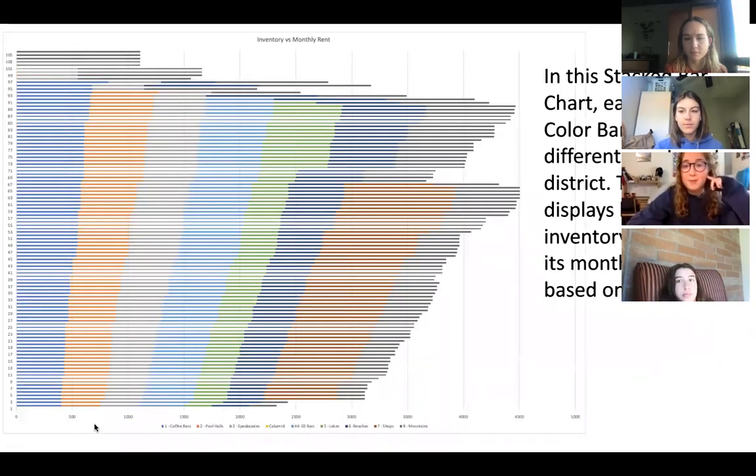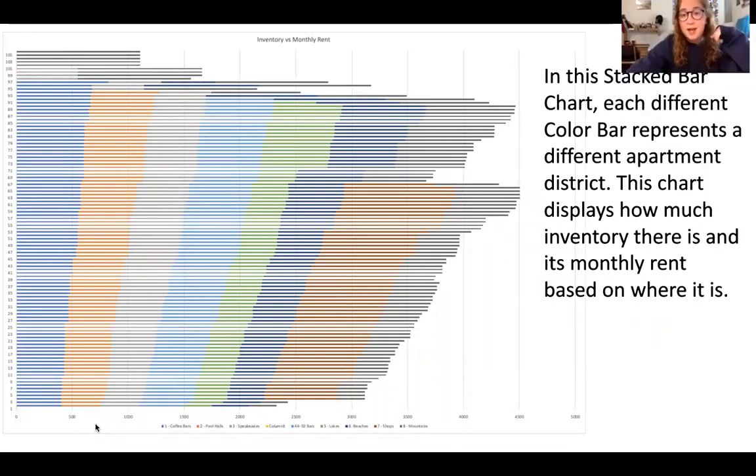This is another stacked bar chart. Each different color bar represents a different apartment district. This chart displays how much inventory there is and its monthly rent based on its location.